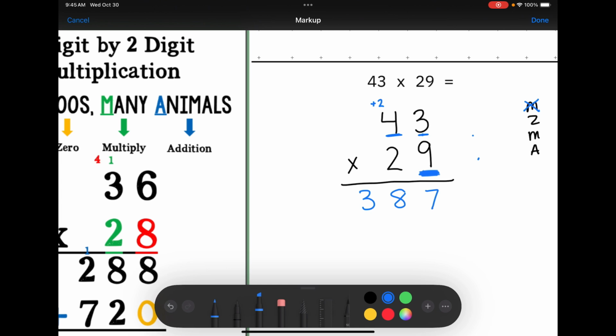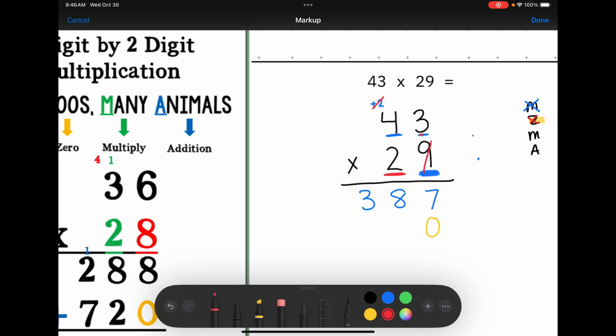Now I'm going to go on to step Z, which is 0. So I'm going to put a 0 to start this second line of my standard algorithm. Now I'm going to go to the next step, step M, and I'm going to multiply the 2, the bottom number, by all of the top numbers. I'm going to cross off that 9 and that tiny 2 because I'm done using those. Those dealt with the first star of the show. I'm on the second star of the show.